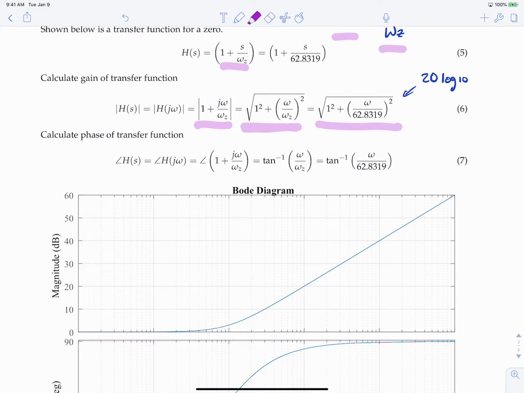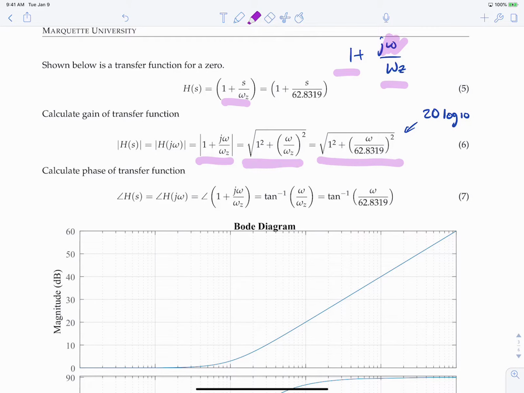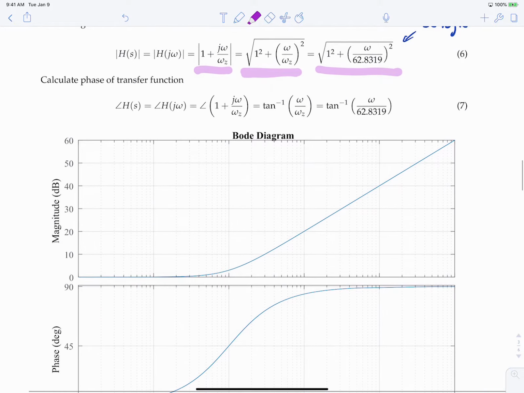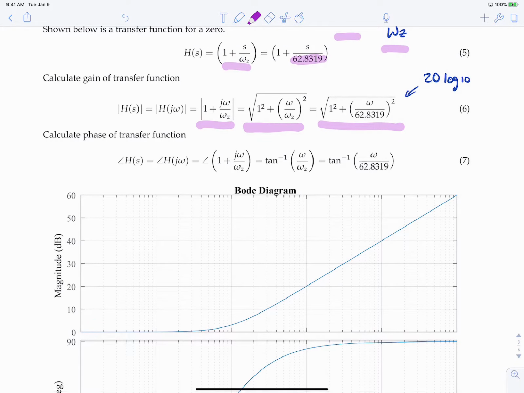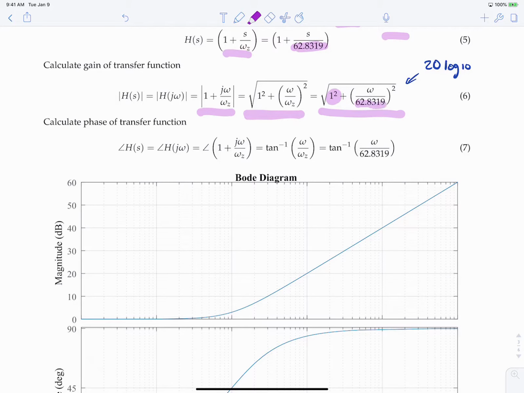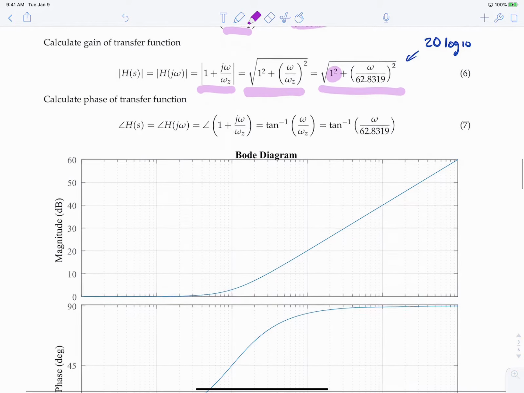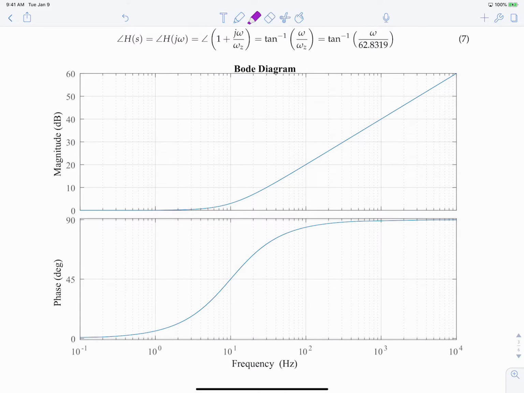Now, what's interesting is, before you hit this omega z, which in this case is 62.83, essentially what happens in the gain is that omega is quite small relative to 62.83. So you have a gain of square root of 1 squared, which is 1, at low frequencies, or frequencies below 62.83. And that's in radians. If we look at that here, that translates to about 6.2 hertz, somewhere right about here.